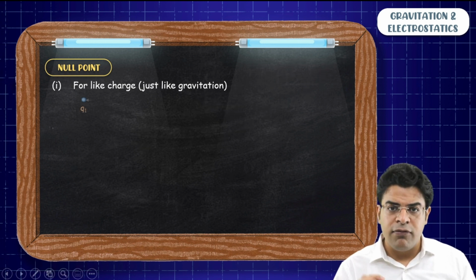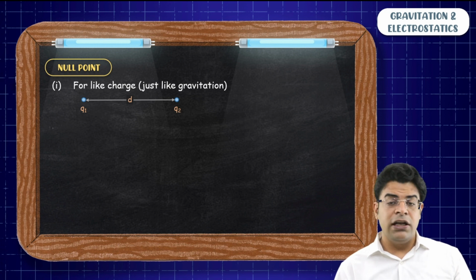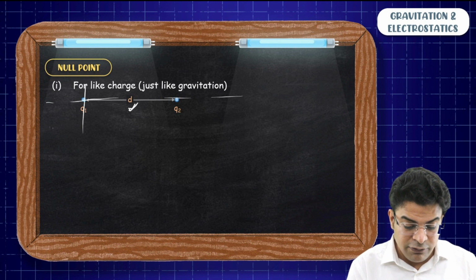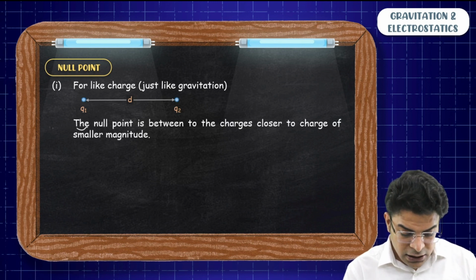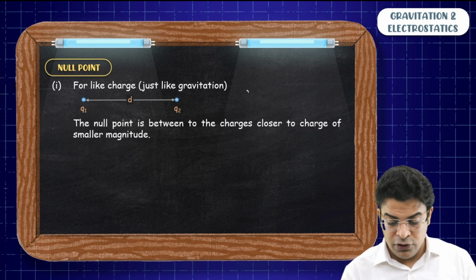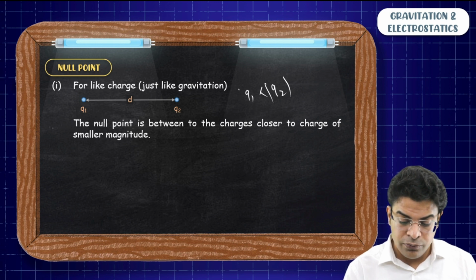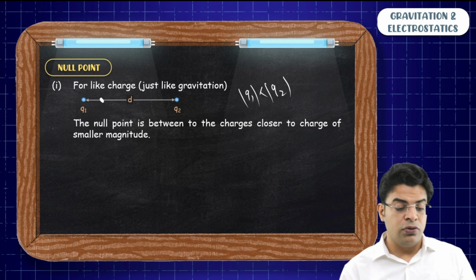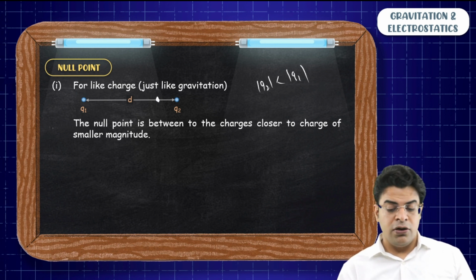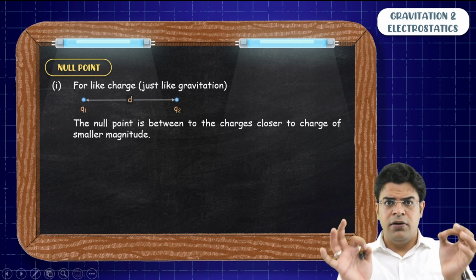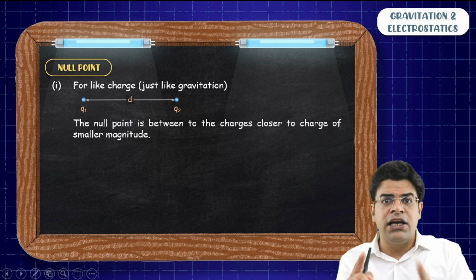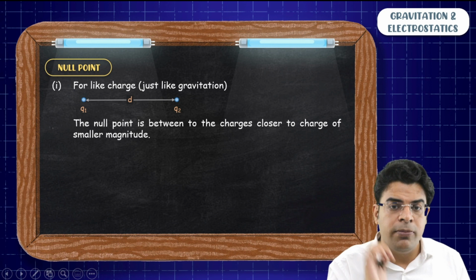Similarly, if you have got like charges q1 and q2, the null point is found on the line joining the charges, in between the charges, somewhere between q1 and q2. And the null point is between the charges closer to the charge of smaller magnitude. So if q1 has got magnitude less than q2, then the null point will be closer to q1, and if q2 has got magnitude less than q1, then the null point will be closer to q2. So the null point for like charges is found on the line joining the charges, in between the charges, closer to the charge of smaller magnitude.